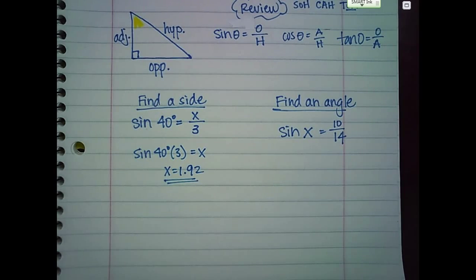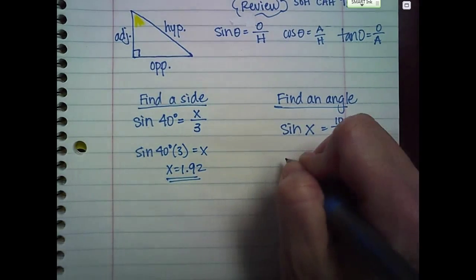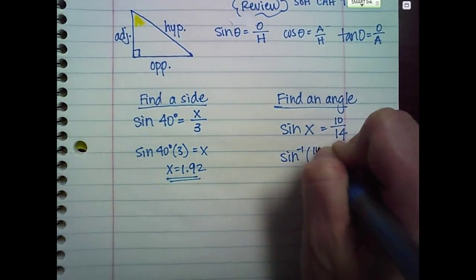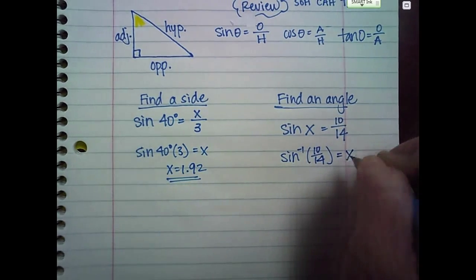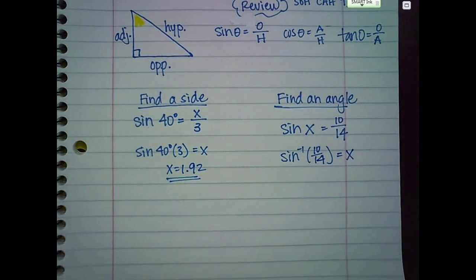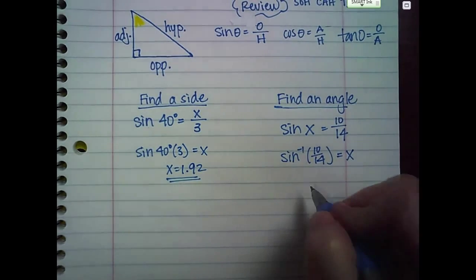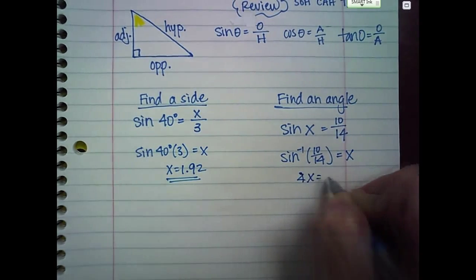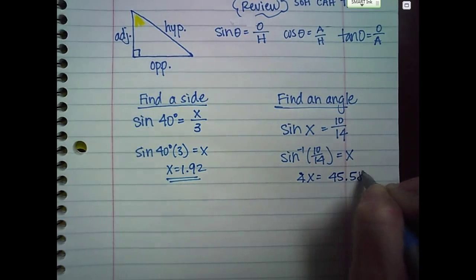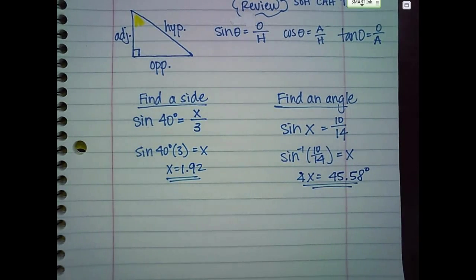Kind of like if you have a division problem, to undo division you multiply, to undo addition you subtract. So in sine, to free x or to free theta, you take the inverse. So on your calculator, you would say the inverse sine of 10 over 14. And that would give you x, or the angle. Somebody tell me what the angle is. 45.5. Thank you. x equals 45.58 degrees. Okay, so that's just kind of a review.